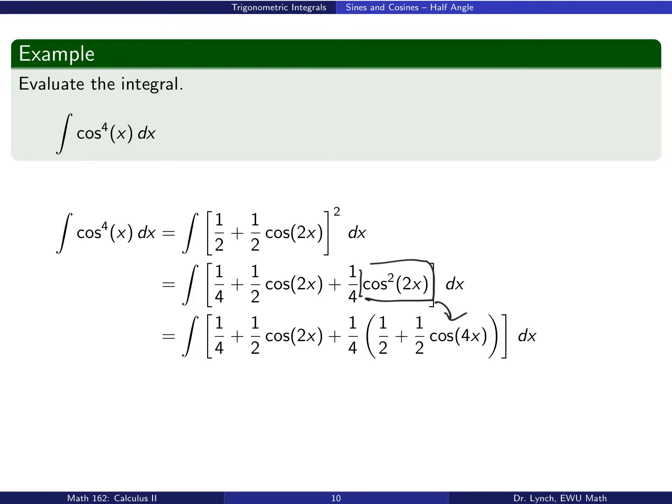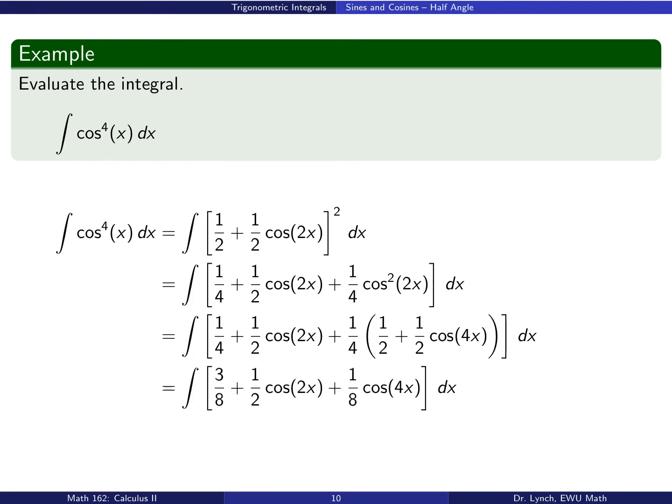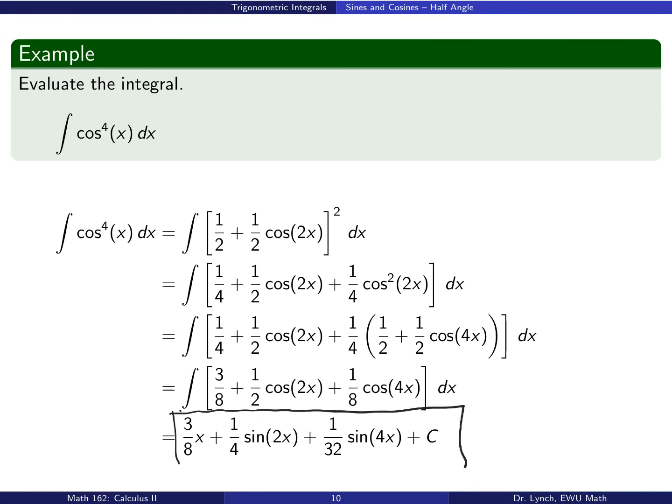Expand, expand, expand, simplify terms, and we're left with the integral of 3/8 plus 1/2 cosine 2x plus 1/8 cosine 4x. Each of those integrates quickly, factoring in the argument of the first cosine 2x, the argument of the second cosine 4x, and we see that the general antiderivative has form 3/8 x plus 1/4 sine 2x plus 1/32 sine 4x plus an arbitrary constant.